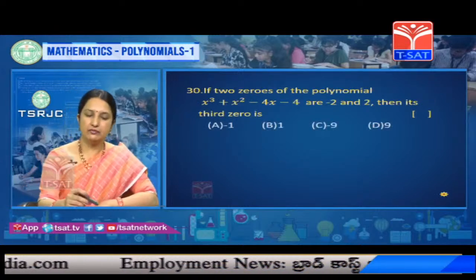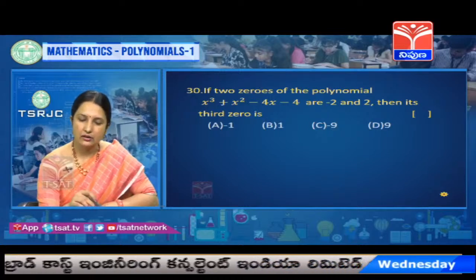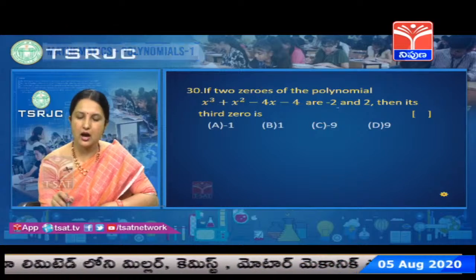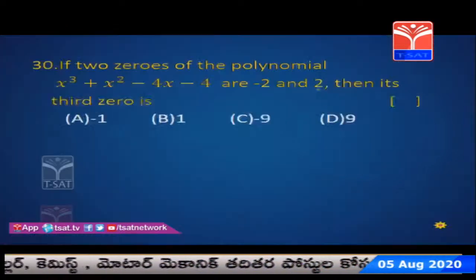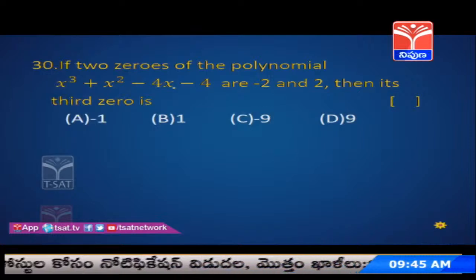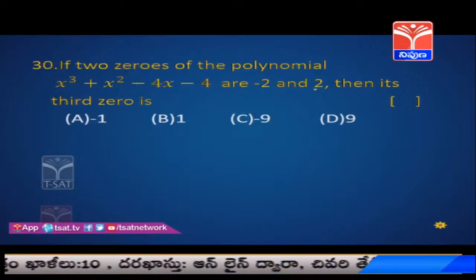The next: if 2 zeros of the polynomial x cube plus x square minus 4x minus 4 are minus 2 and plus 2, then its third zero is. This is a cubic polynomial, and 2 zeros are given, minus 2 and plus 2.